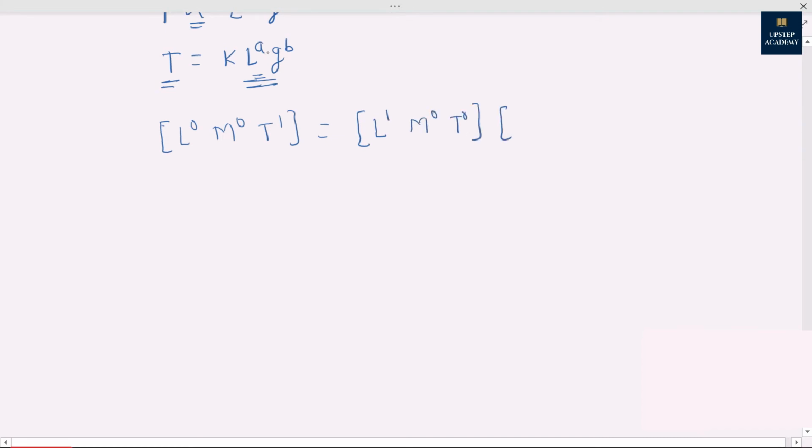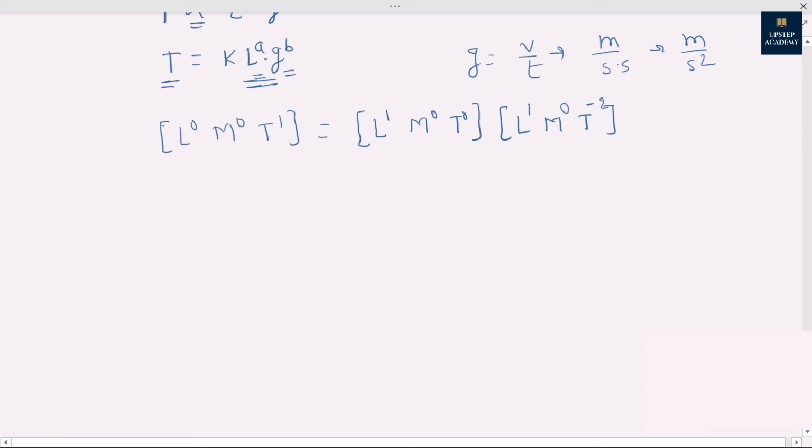And what are the dimensions of g? g is nothing but the gravitational acceleration. Let me tell you what the dimensions of g will be. g is nothing but acceleration. Acceleration is nothing but velocity upon time. Velocity is meter per second, and this second is also present. So meter per second square is the unit of g. So L raised to 1, M raised to 0, and T raised to minus 2. These are the dimensions of g.